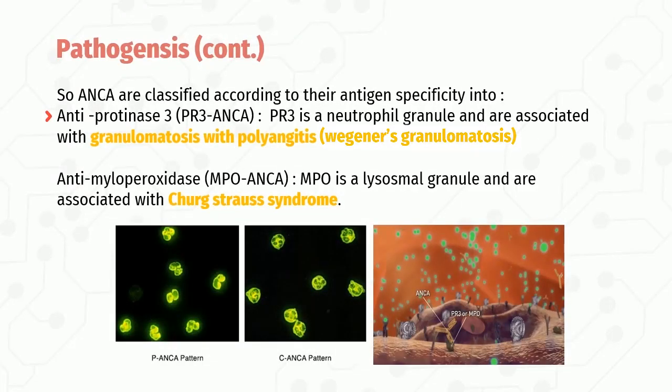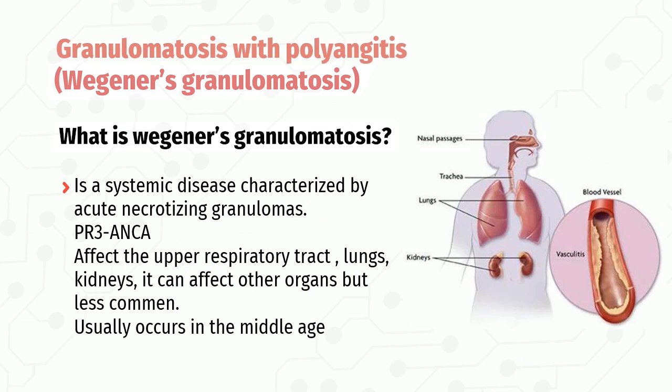So ANCAs are classified according to their antigen specificity into anti-proteinase 3, in which proteinase 3 is a neutrophil granule and is associated with granulomatosis with polyangiitis, Wegener's granulomatosis, and anti-myeloperoxidase, in which myeloperoxidase is a lysosomal granule and is associated with Churg-Strauss syndrome. In small vessel vasculitis, I would talk about Wegener's granulomatosis and Churg-Strauss syndrome as examples. So now I will start with granulomatosis with polyangiitis or Wegener's granulomatosis.